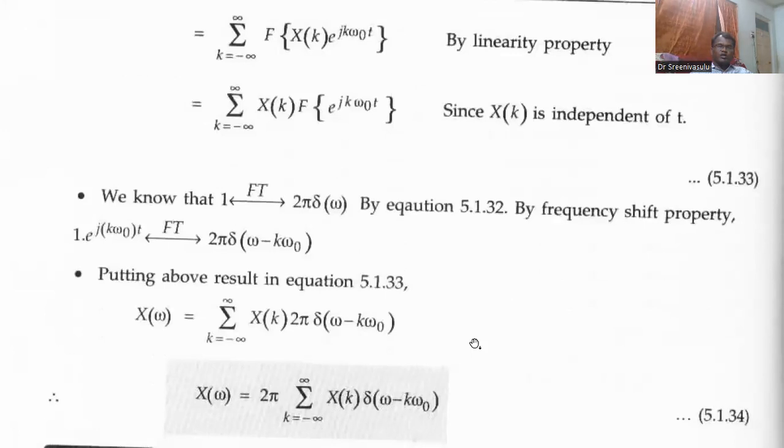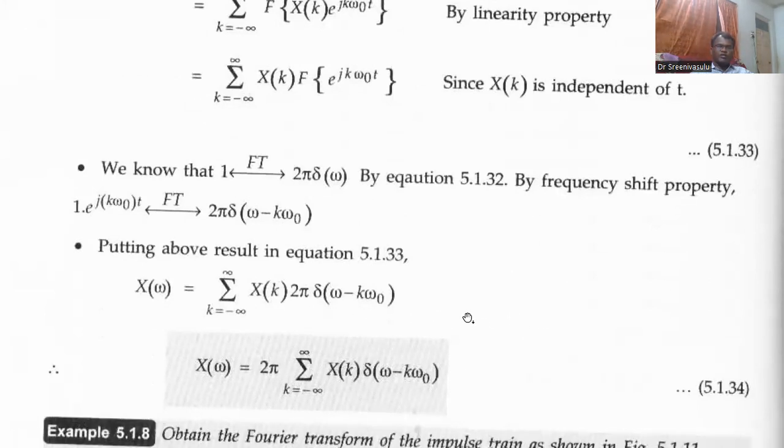Now x of omega is equal to summation k equal to minus infinity x of k into 2 pi into delta of omega minus k omega naught. Rearranging these terms, x of omega is equal to 2 pi into summation k equal to minus infinity x of k into delta of omega minus k omega naught. So it is the standard formula for any periodic signal.